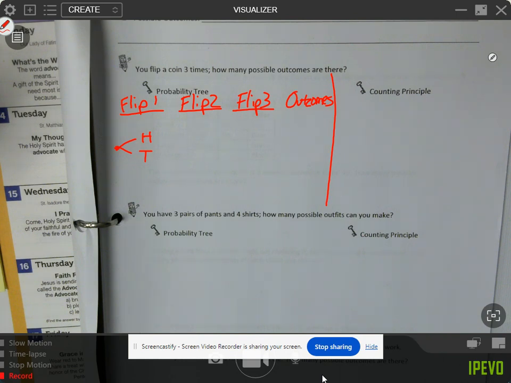So now I flip that coin again. My first flip, if I got heads, what are the possible outcomes for my second flip? Heads or tails. So from this heads, I have heads and tails. If I flipped tails the first time, what are the possible outcomes for the second flip? Heads and tails.